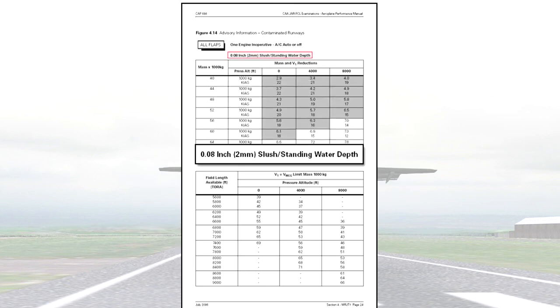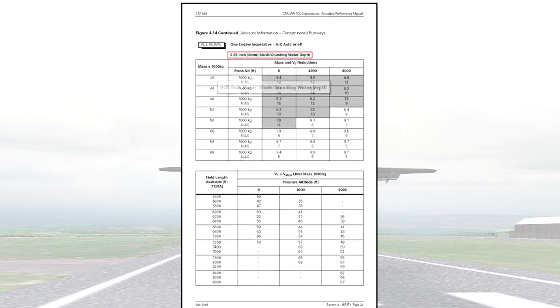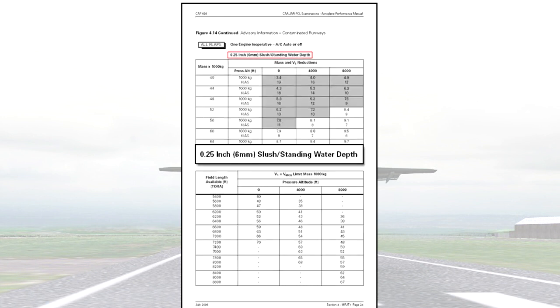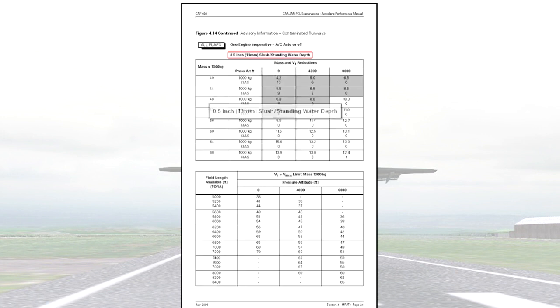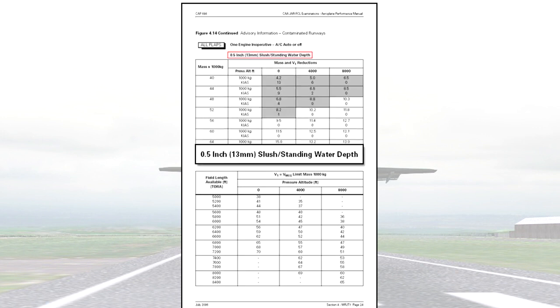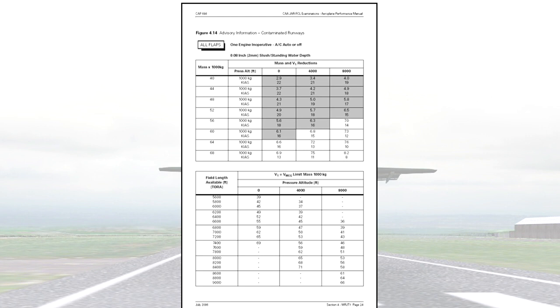Turning the page to page 25, you can see the calculation tables for 2 mm contamination, and on page 26 for 6 mm contamination, and lastly on page 27 for 13 mm contamination. Returning to the 2 mm contamination page and working through a simple example, we can see how the reduction to V1 and the reduction to the mass is calculated.